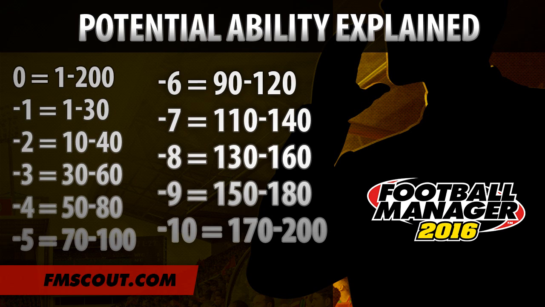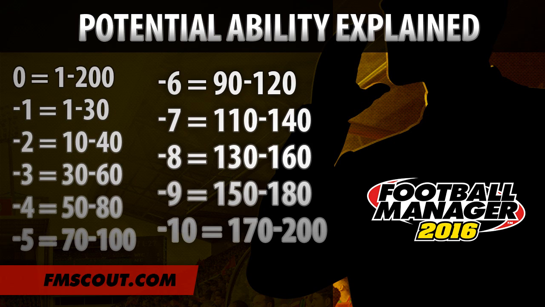Minus 1 means the player will reach a potential of 1 to 30. Minus 2 is a potential of 10 to 40. Minus 3 is a potential of 30 to 60. Minus 4 is a potential of 50 to 80. Minus 5 is a potential of 70 to 100. It keeps scaling up then. Minus 6 is 90 to 120. Minus 7 is 110 to 140. Minus 8 is 130 to 160. Minus 9 is 150 to 180. And then if you get a player who's minus 10, then he's going to eventually hit an ability of 170 to 200.